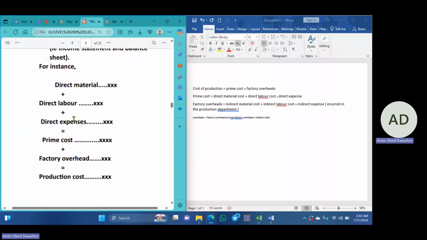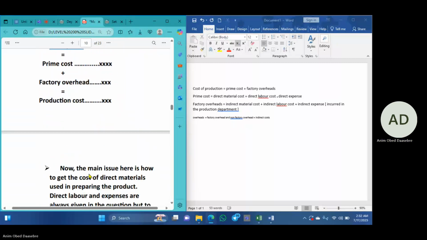So basically, this is how we are going to find our cost of production: direct material cost, direct labor, direct expenses. When you add these three components, you get the prime cost, and then you add your factory overhead, you also get your cost of production.